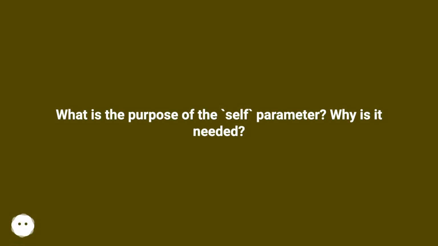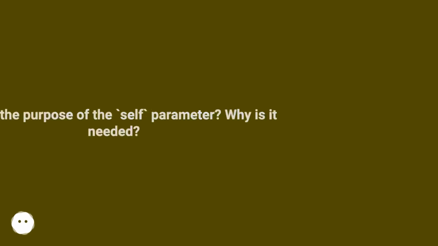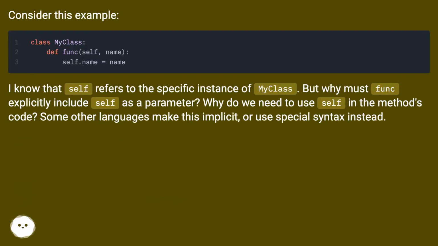What is the purpose of the self parameter? Why is it needed? Consider this example. I know that self refers to the specific instance of my class. But why must func explicitly include self as a parameter? Why do we need to use self in the method's code?